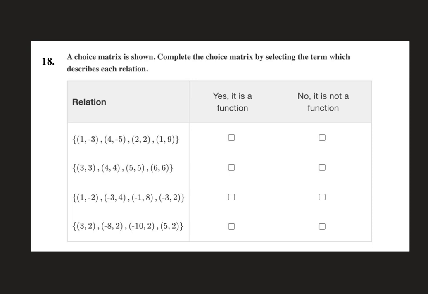A choice matrix is shown. Complete the choice matrix by selecting the term which describes each relation. Okay, so what we're doing is determining if these following relations are functions or not. I know in order for something to be considered a function, no x values can repeat. I'm going to set up the first one for you, and then you need to do the next three. I should have started by labeling all my points and circling the x's. After I do that, I need to decide, do any of these x's repeat? In this case, they do. I have two 1s. If I have two of the same x's, it is not a function. You need to do the next three.